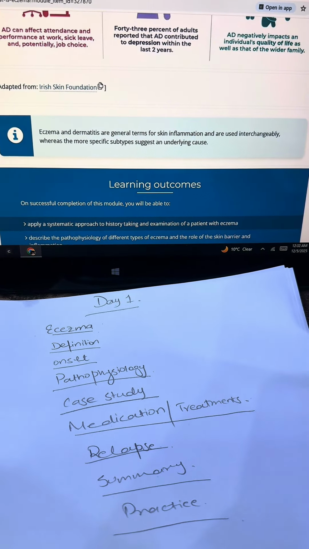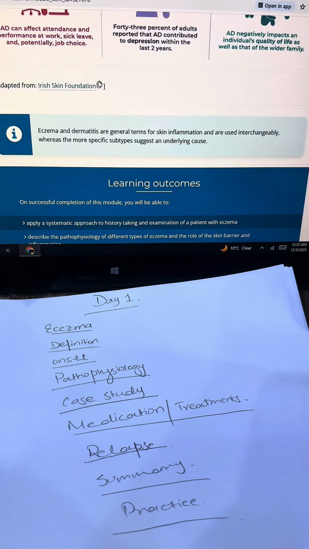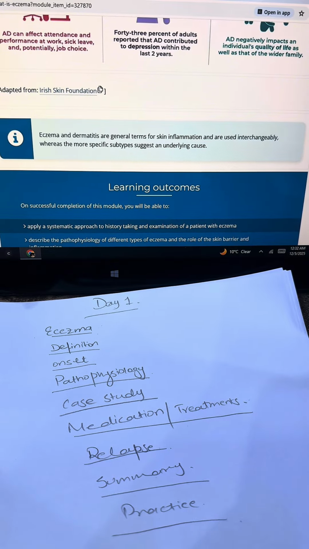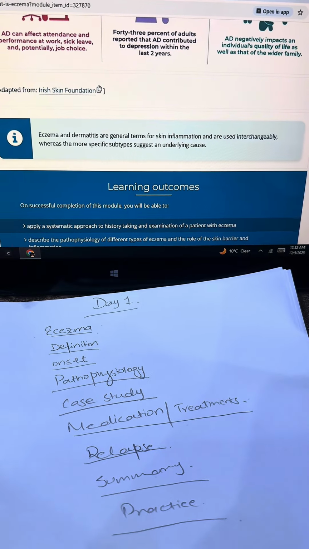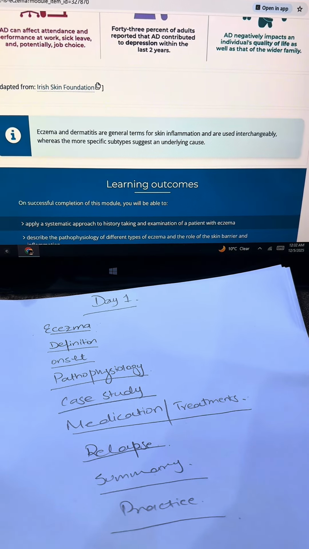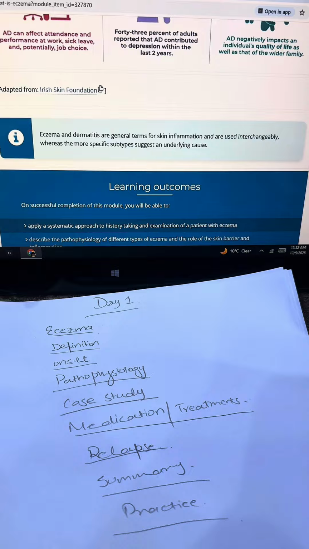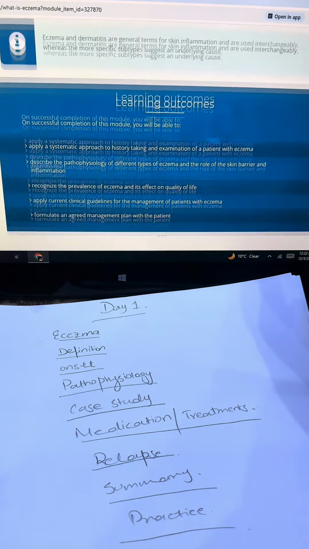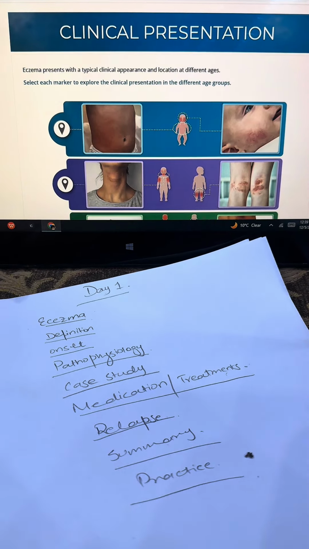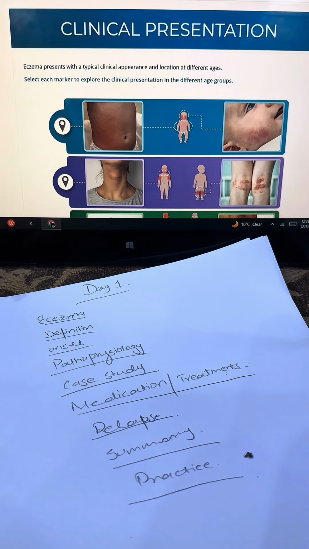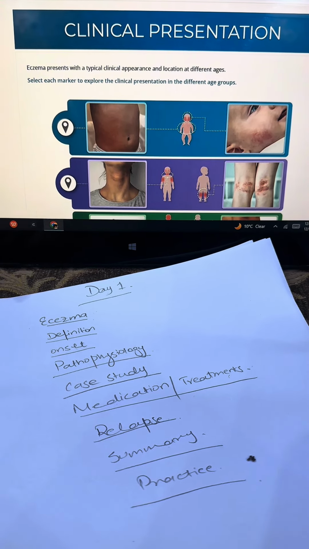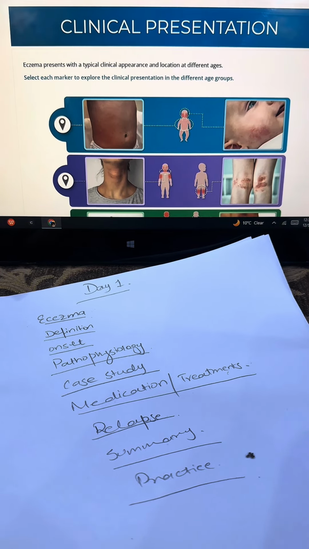Okay, eczema and dermatitis are generally terms for skin inflammation. In the skin inflammation topic, we may discuss eczema or dermatitis and use the terms interchangeably, whereas the more specific subtypes refer to the underlying cause. Okay, and what is the clinical presentation of eczema? Eczema presents with a typical clinical appearance and location that differentiates it.